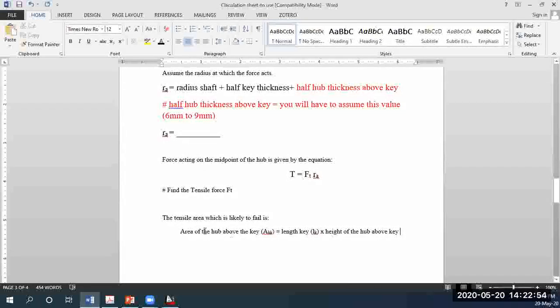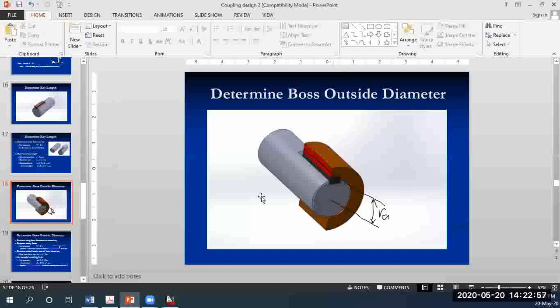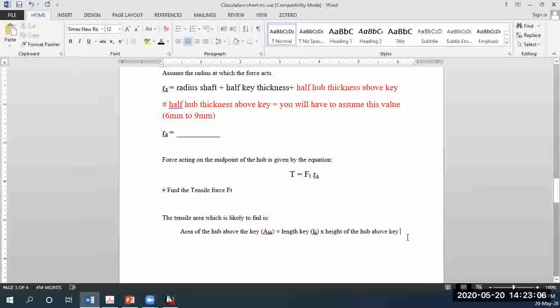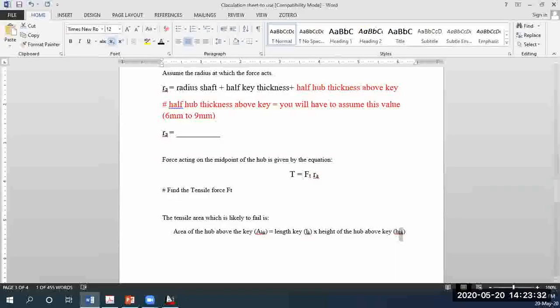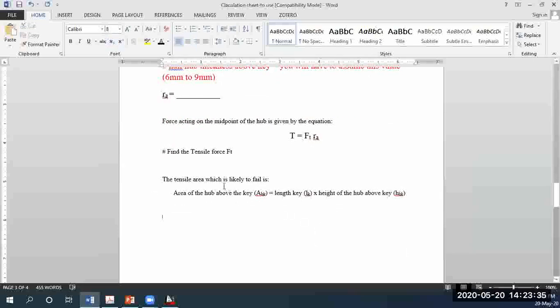So the area of the hub above the key, in other words whatever is in red, is equal to the length of the key multiplied by the height of the hub which is above the key. We could just give it an abbreviation for the height of the hub above the key, right? Okay.